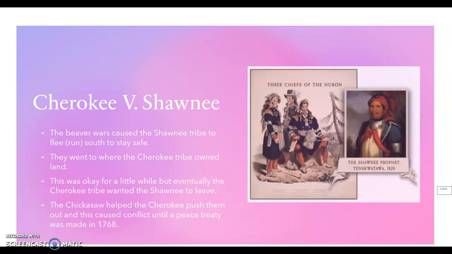So the Chickasaw tribe, another tribe, helped the Cherokee push the Shawnee out. And this caused a conflict between the Cherokee and the Shawnee tribe until there was a peace treaty that was made in 1768. And a peace treaty is kind of like an agreement that says that you don't want to fight anymore. And when that happened, they didn't fight anymore.